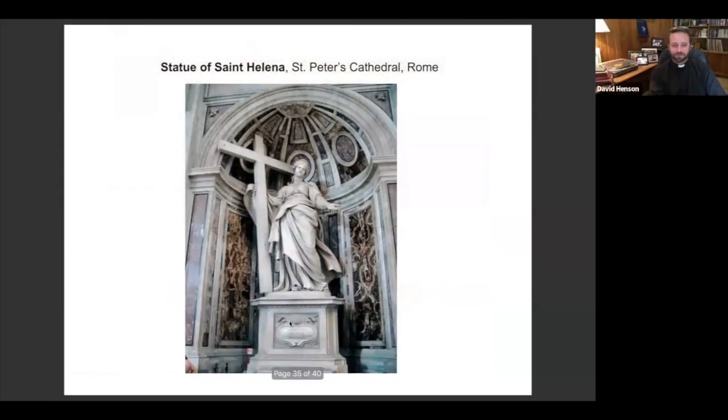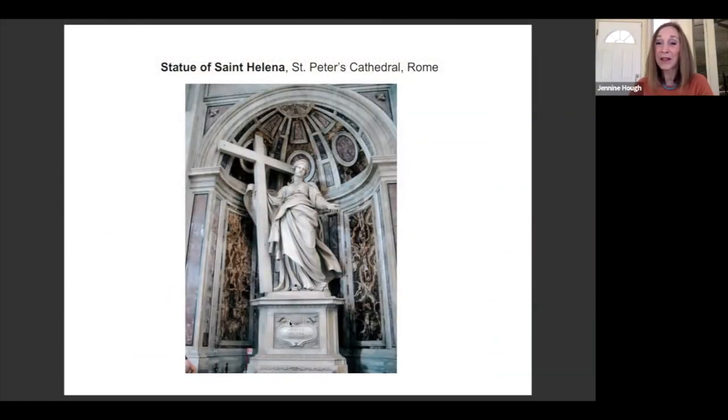Very much so. And I jumped ahead again because you got to see this from the Vatican, from St. Peter's, the Cathedral of St. Helena. And I do not know who did this. This would have been from the Baroque period, from the rebuilding of St. Peter's.